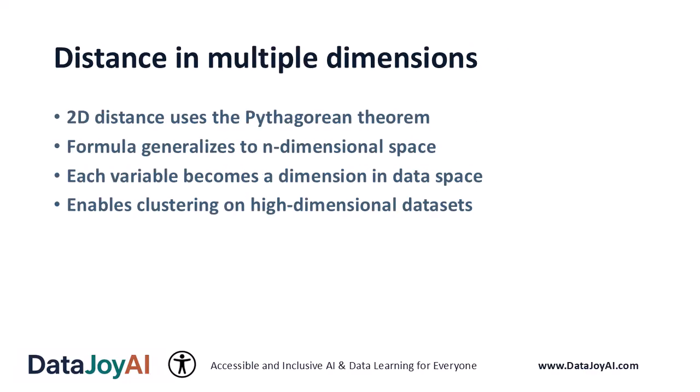Distance in multiple dimensions. While we can visualize 2 or 3 dimensions, real datasets often have many variables. Each variable becomes a dimension in data space. Even though we can't visualize high-dimensional space, the distance formula still works. This allows clustering algorithms to operate on complex datasets with many variables.